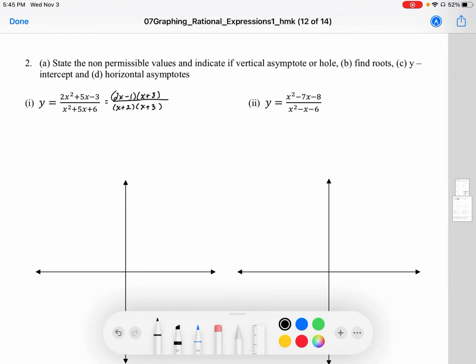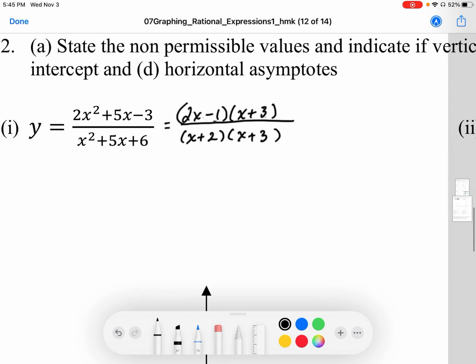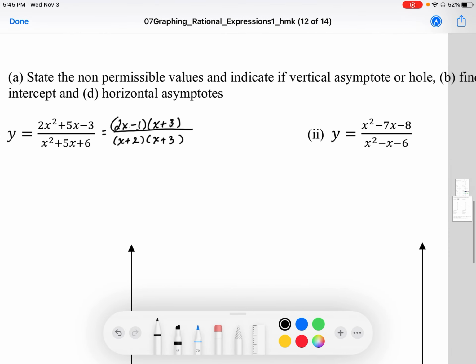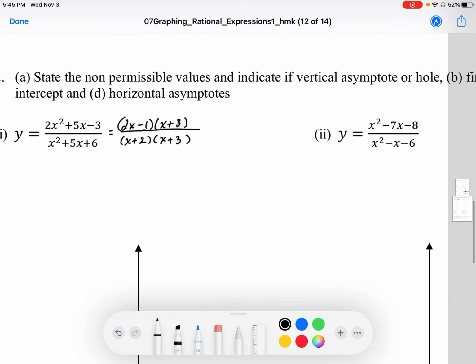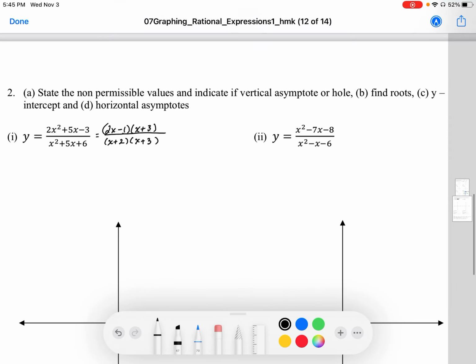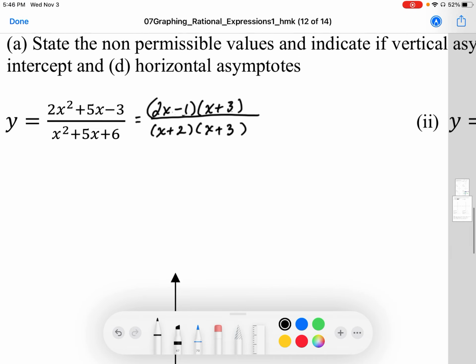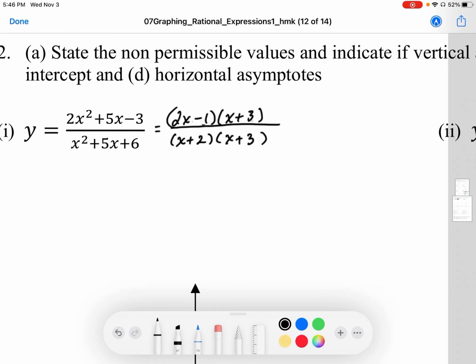In question number 2i, we have this rational expression and we need to state non-permissible values and indicate whether they're vertical asymptotes or holes. Find the roots and y-intercept and any horizontal asymptotes. So we're going to first start with the non-permissible values, and the non-permissible values are going to be based on the denominators here and here.